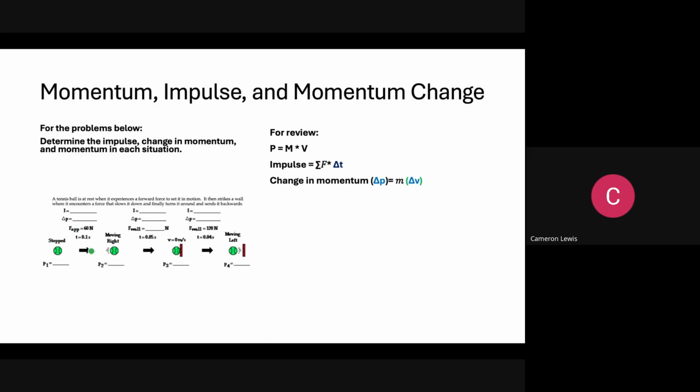So let's go through each part of it. Now it stopped. Technically, when it's at rest and it stopped, what is its velocity? 0. So if it has 0 velocity, will it have momentum? No. So we can assume that this would be 0, right?